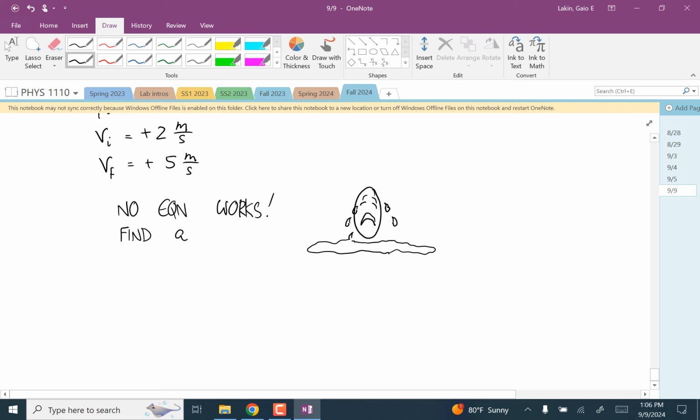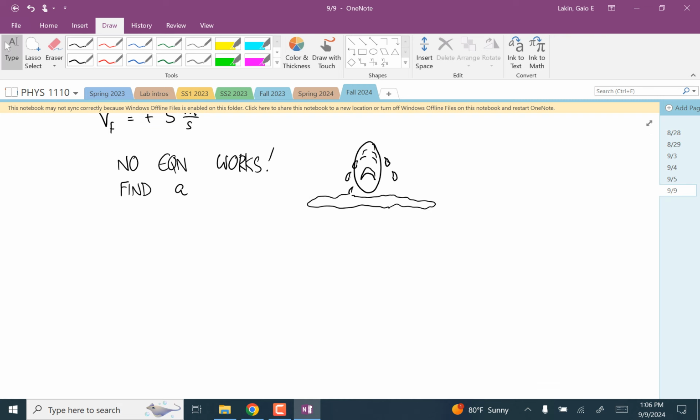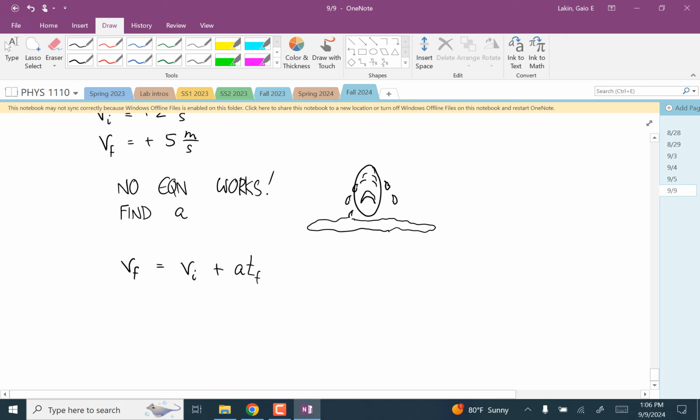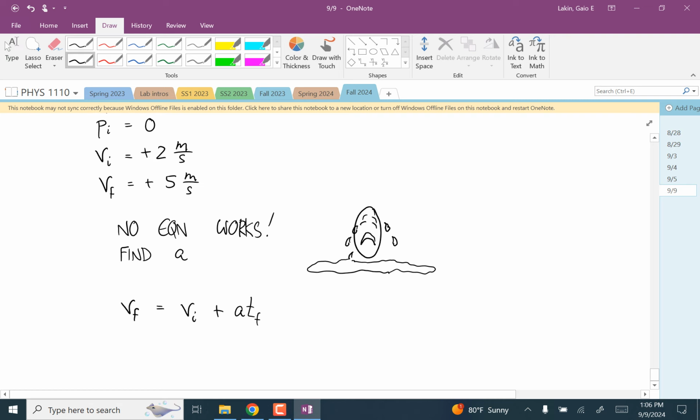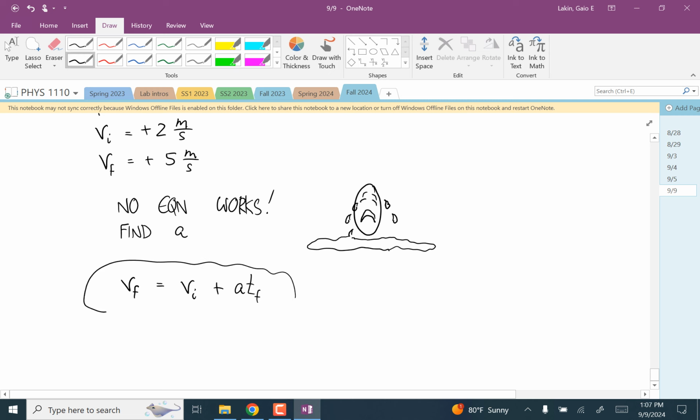Okay, so now you can say, okay, we're going to set this aside for a second, and we're going to see if we can find the acceleration. So again, let's just go through the equations and see which ones work. So this one has A in it. V final is known, V initial is known, and time final is known. So this equation is going to work for us to calculate A, not to solve the problem.